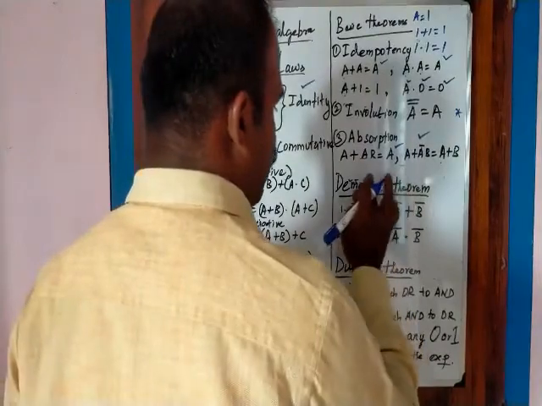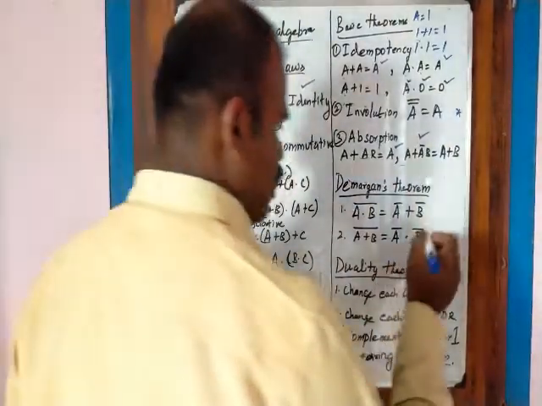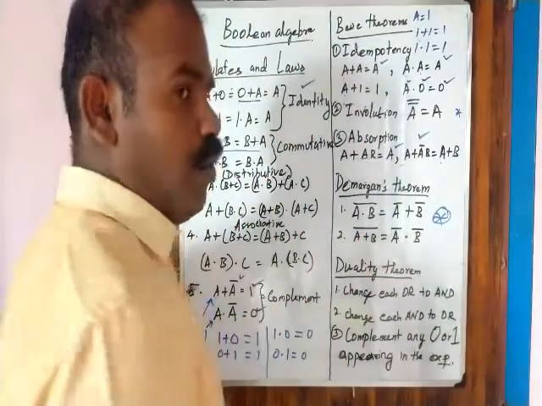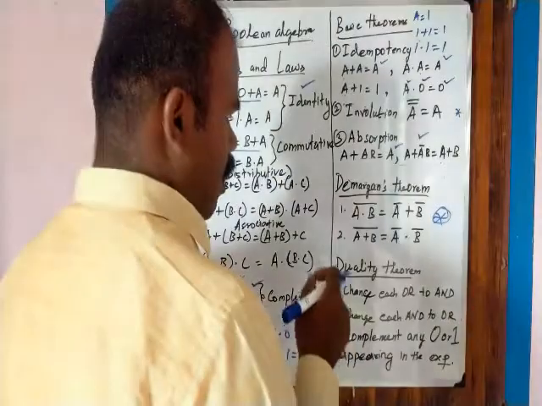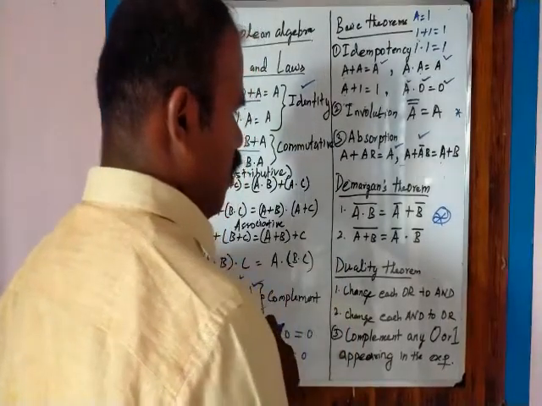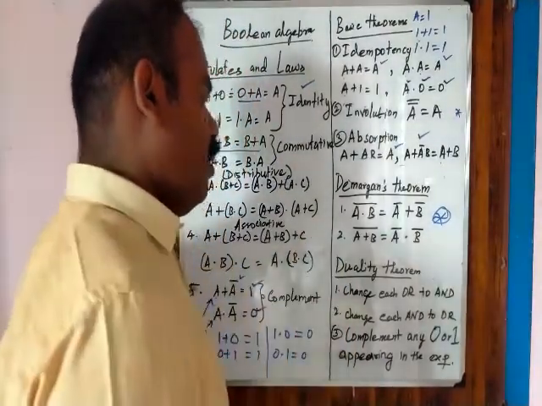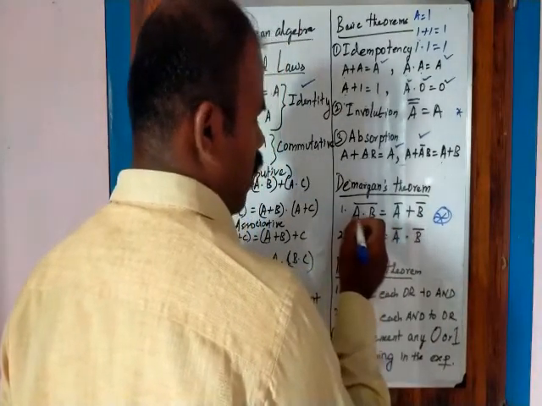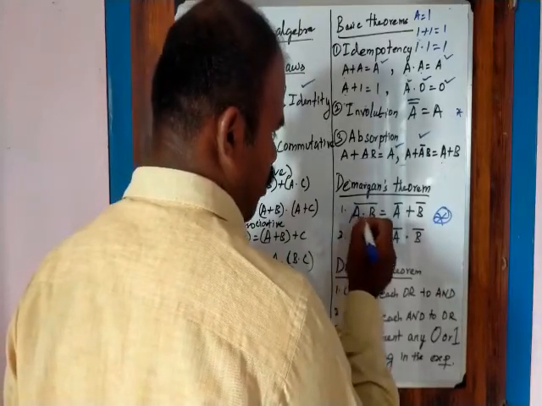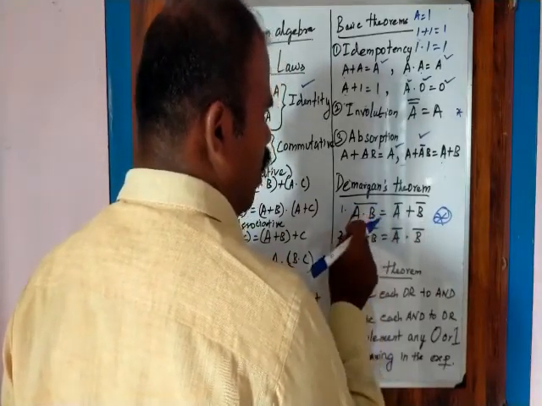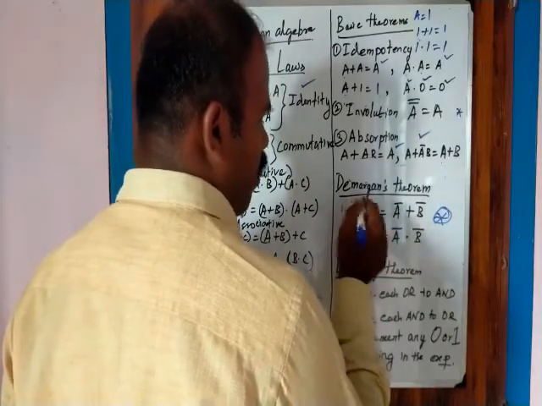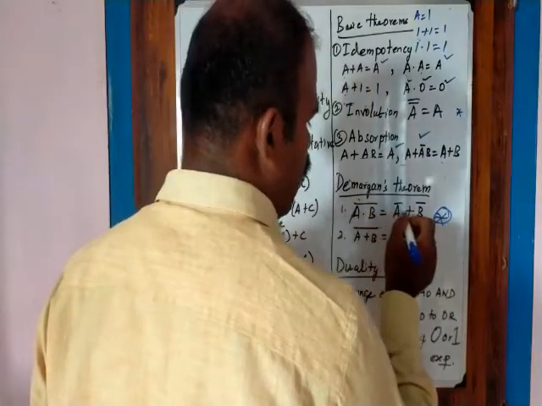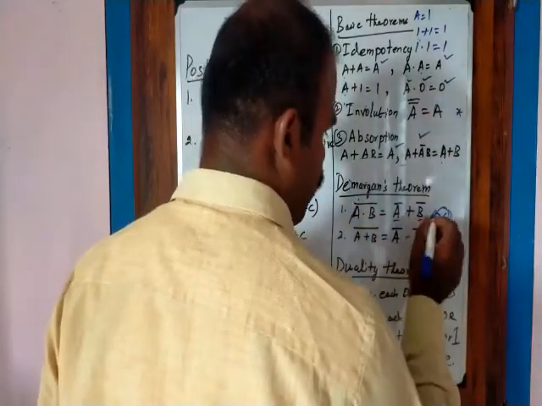Okay, next, De Morgan's theorem. This is also very important. Many times they ask it in 2 mark questions, so we have to remember this. In De Morgan's theorem, the complement of a product, this is A dot B, product or AND operation. So the complement of the AND operation, where bar means complement, is equal to the sum of complements.